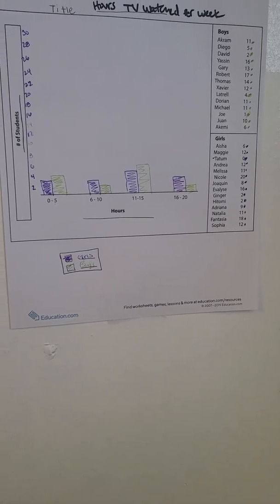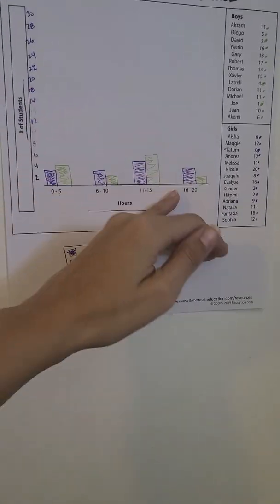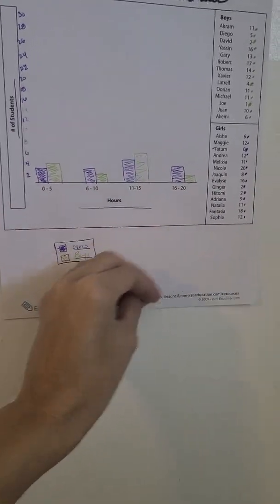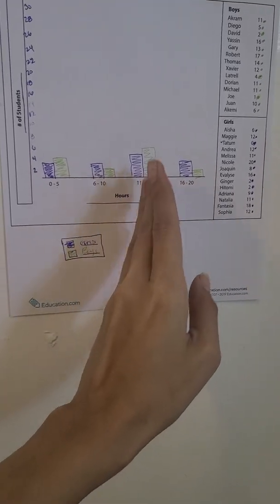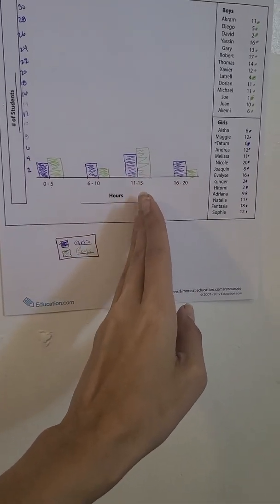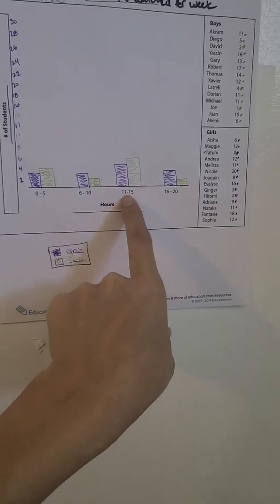So I would be looking for things like, I noticed girls watch more TV, or boys watch more TV, etc. Because in the data it shows such and such, or most of the students have an average of between 11 and 15 hours a week. That's boys and girls, etc.